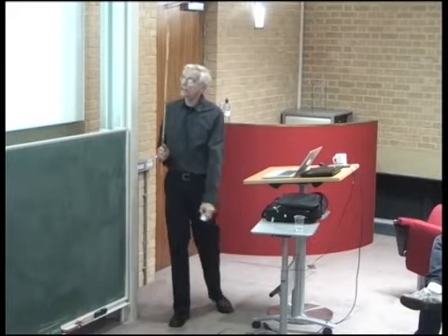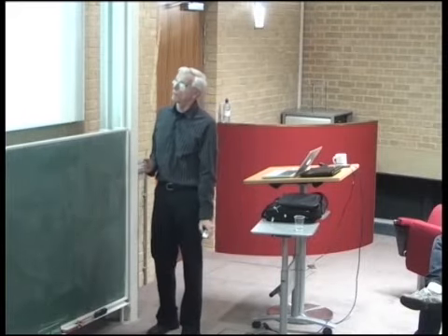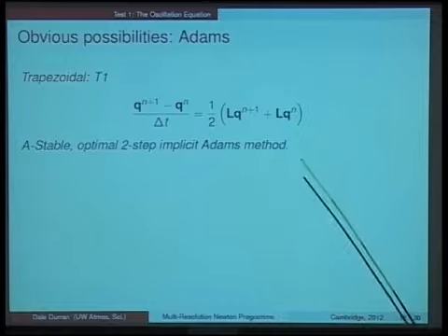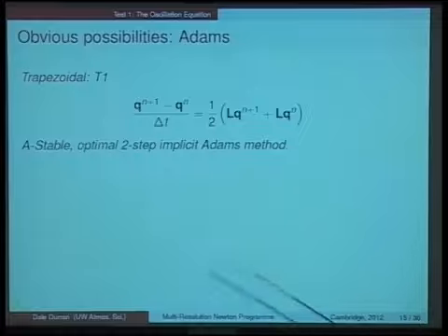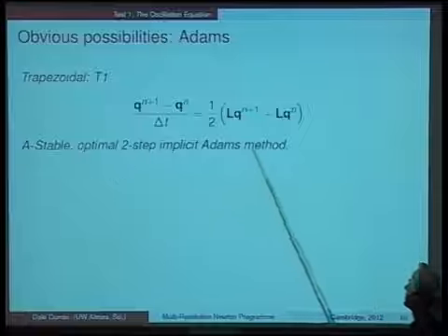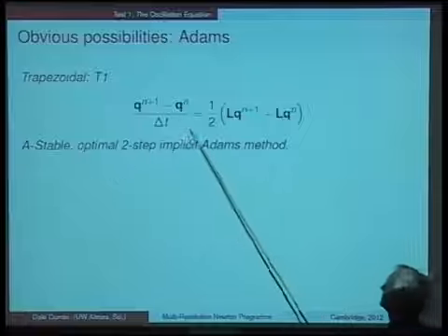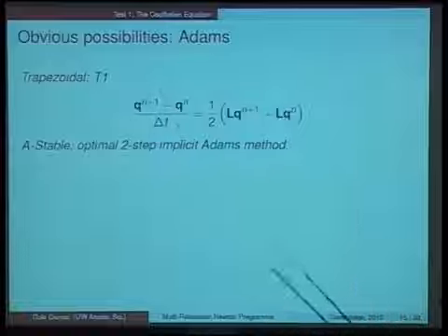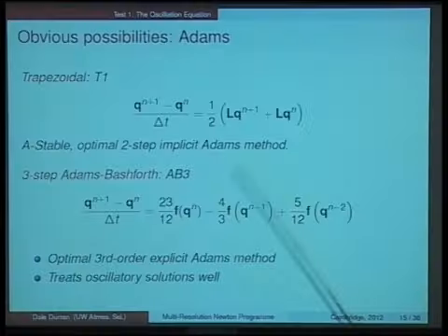So let's first start again with obvious possibilities. One is to use the regular trapezoidal method. Why bother doing it over 2 delta t? It's A-stable, and it's the optimal 2-step implicit Adams method. All Adams methods involve this kind of approximation of the time difference and then other stuff on the right-hand side. So it's optimal. It's a very accurate 2-step method. Seems like a good choice.